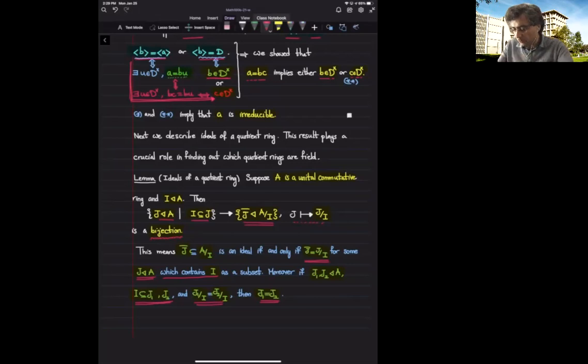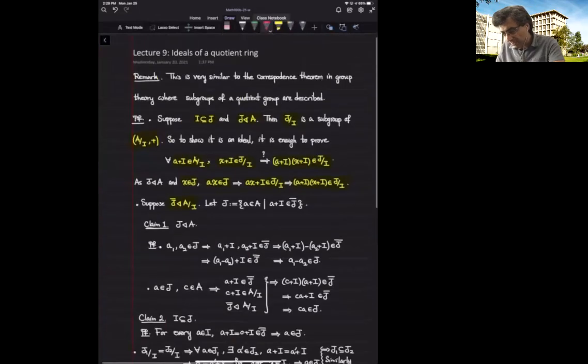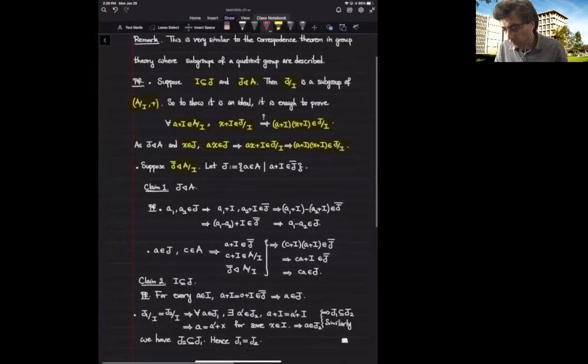Okay, so now, why is that the case? I need to show many things. One thing is why, when I start with such a J, J over I is an ideal of A over I. Clearly it's a subgroup, because J over I is a subgroup, which we know from group theory. Now we focus on multiplication. I pick an element inside the quotient ring, let's call it a plus I, and I pick an element inside the set J over I, let's call it x plus I.